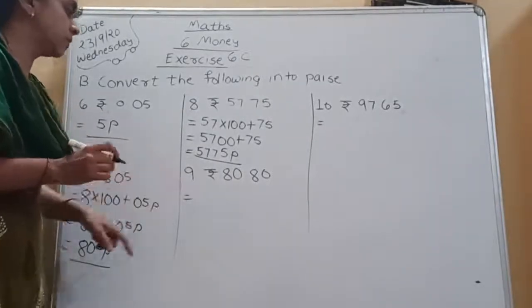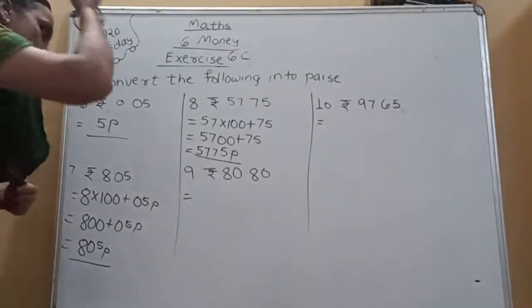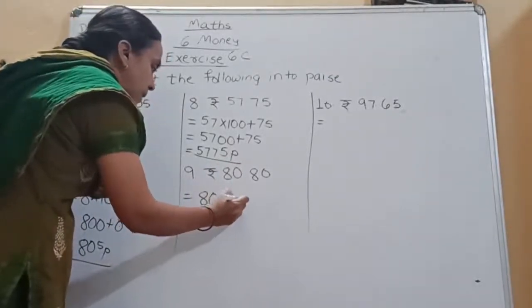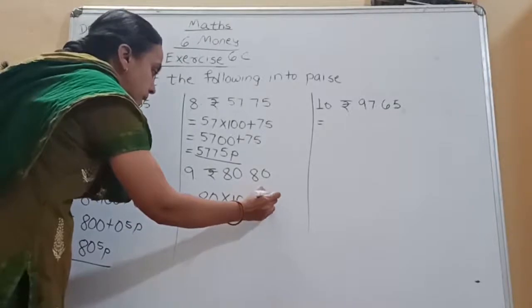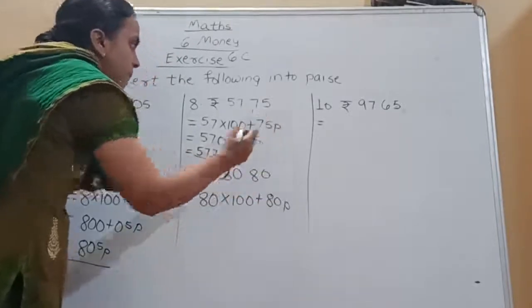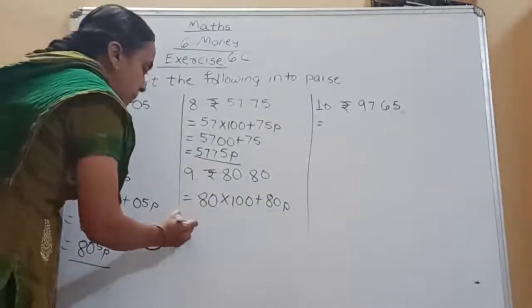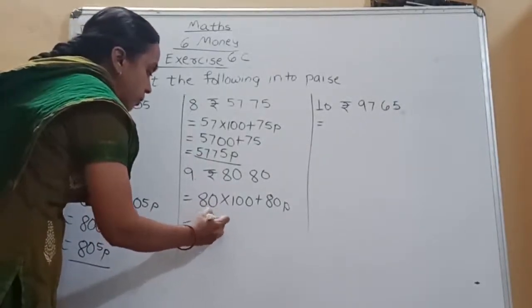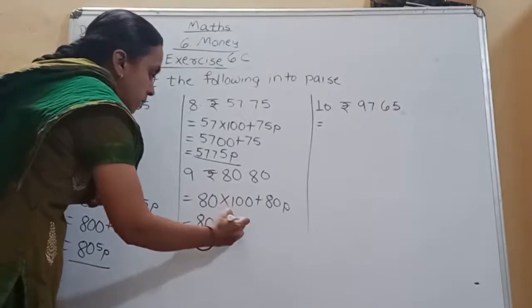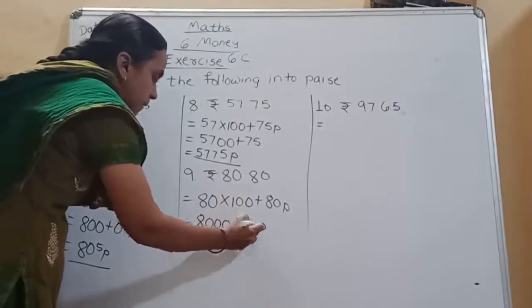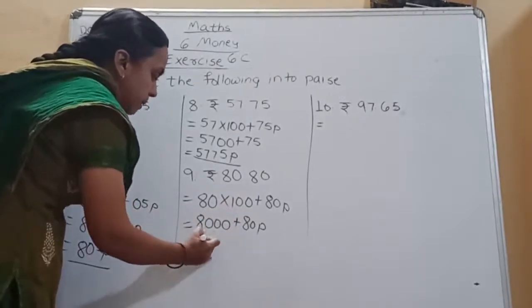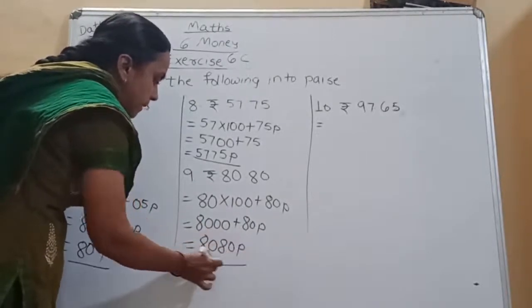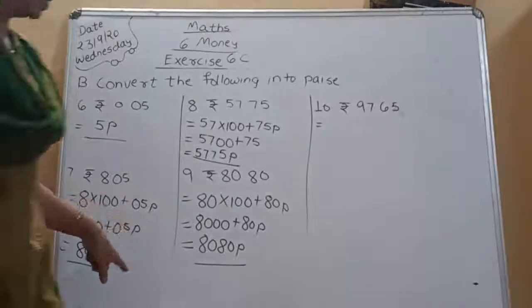Then see ninth question. Rupees 80.80. 80 rupees means what? 80 multiplied by 100 plus 80 paise. 80 multiplied by 100 means what? 8000 plus 80 paise. 8000 plus 80 paise means 8080 paise. So write down in your notebook.